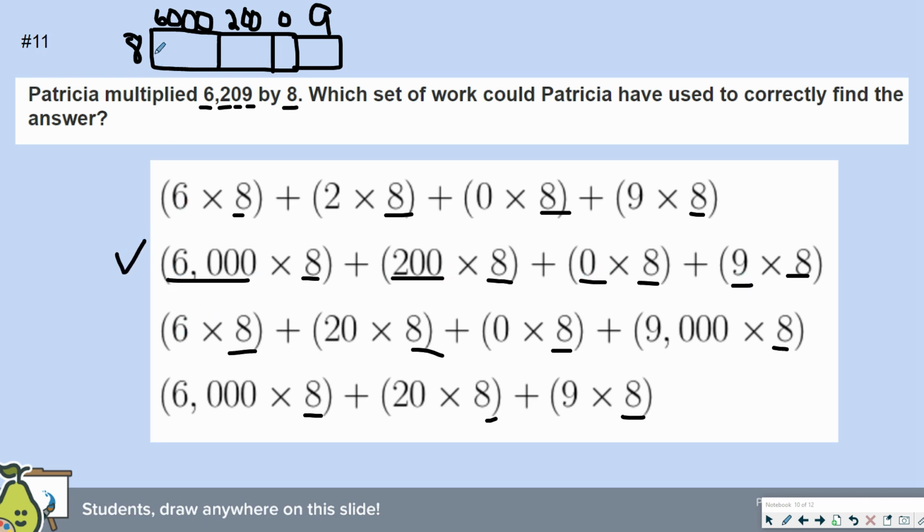This has a 6 and a 6. This is not worth 6. It's worth 6,000. So when I come down here, that has a 6,000. So that could be right. Then I come over here and I have a 20. Did I put a 20 up here? Nope, I put 200. So that's why that one is wrong. Okay. So the only one that could be correct is that one.